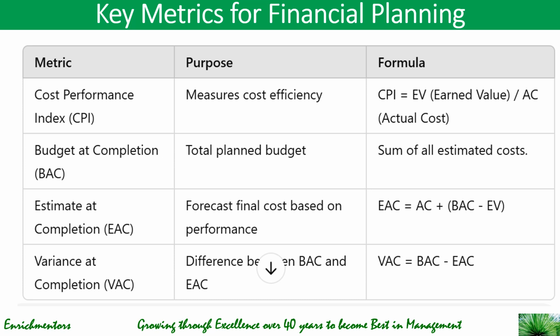Budget at completion, BAC, is basically to make sure that your planned budget is the sum of all estimated costs and actual cost incurred. And then estimate at completion, EAC, the forecast final cost based on performance. EAC is equal to actual cost plus BAC minus EV. And variance at completion, VAC, is the difference between the BAC and EAC, which is the total budget at completion versus the estimate at completion. So these are key metrics for financial planning.